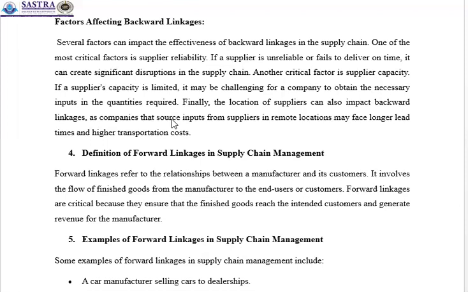Finally, the location of the suppliers can also impact backward linkages. Companies that source inputs from suppliers in remote locations may face longer lead times and higher transportation costs if they are from the outskirts.